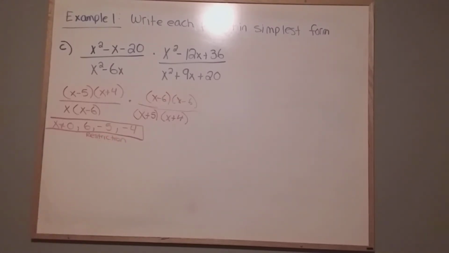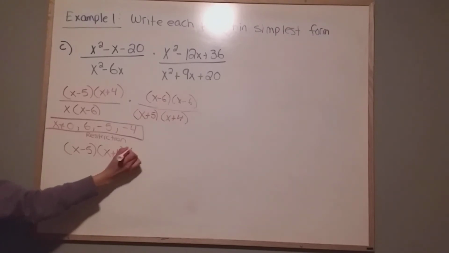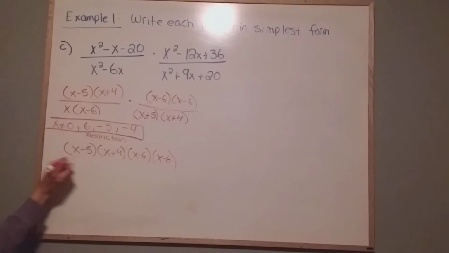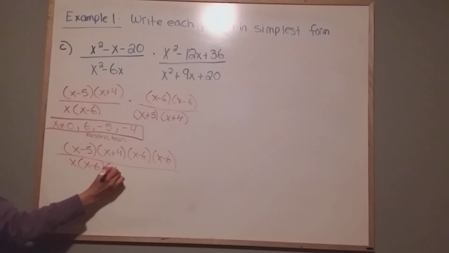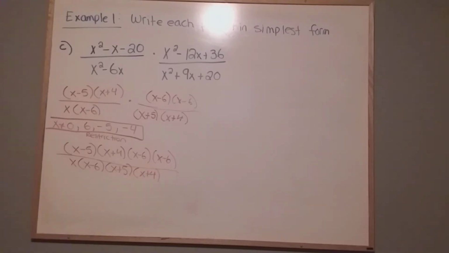And now my next step is to multiply my numerators. When I multiply my numerators, I'm not foiling. I'm just putting them side by side. So my numerator now becomes (x − 5)(x + 4)(x − 6)(x − 6). The bottom becomes x(x − 6)(x + 5)(x + 4). So I do not expand, I leave it exactly like this.